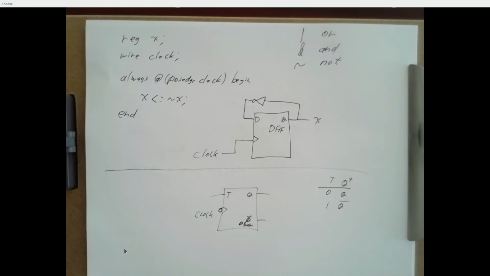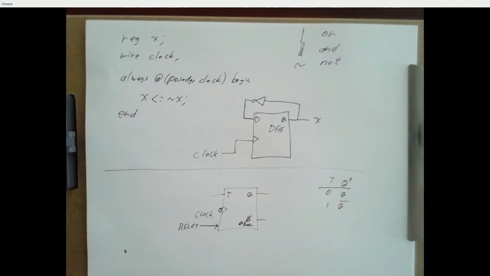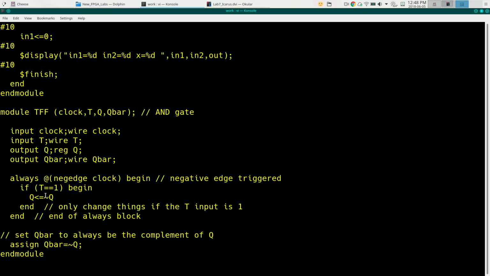I'm going to add one more thing. I'm going to add a reset input here. The reason is that when we simulate this, sometimes the simulator will get confused because it doesn't know what the initial value of Q is. So Q will start off as undefined, and when we try to negate it, it'll still be undefined. Now in physical hardware, there's no such thing as undefined. It will be a 0 or a 1. We just don't know which. But for the simulator, it'll actually say this is undefined.